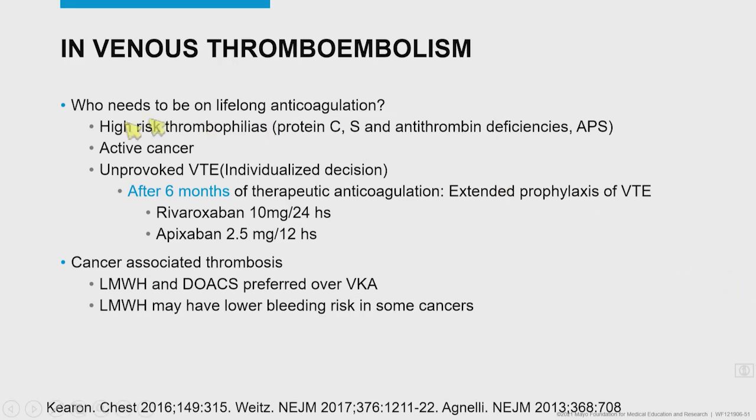And if you have an unprovoked thrombus, it's an individualized decision. So you have to decide with the patient what were the risks at the time and what are the benefits of continuing a preventive therapy versus discontinuing anticoagulants. And two of our DOACs, rivaroxaban and apixaban, have a low dose approved for long-term prophylaxis. So a patient with an unprovoked VTE after 6 months of anticoagulation could be transitioned to rivaroxaban 10 or apixaban 2.5 twice a day.